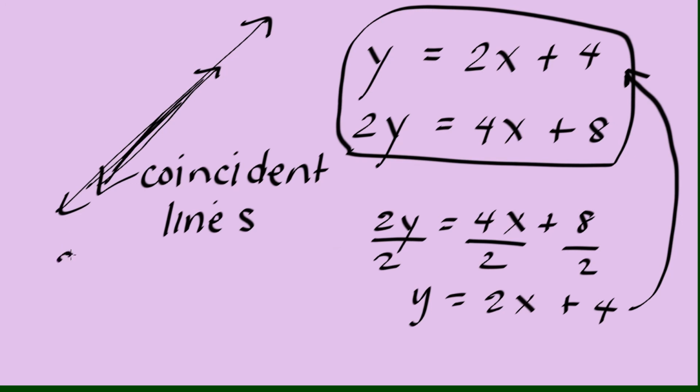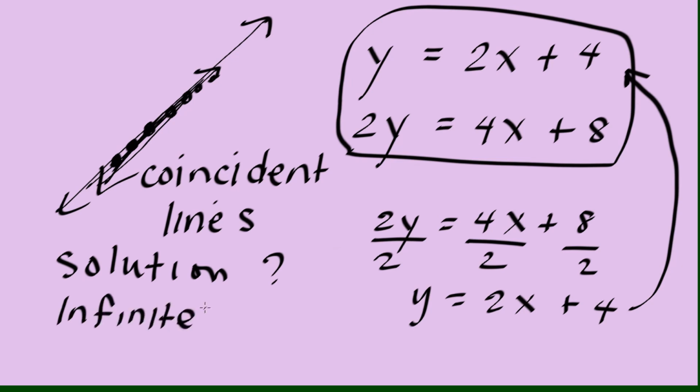Now, in terms of solutions, what is the solution when the lines coincide? Notice that these coincident lines have infinitely many points in common. Because they have many points in common, the solutions will be what? Infinitely many. Because the lines have what? Infinitely many common points. So we have infinitely many common solutions. Okay? So that is the third case.